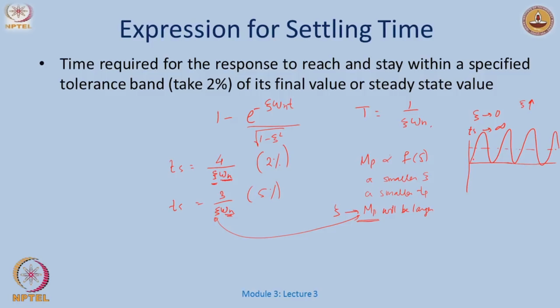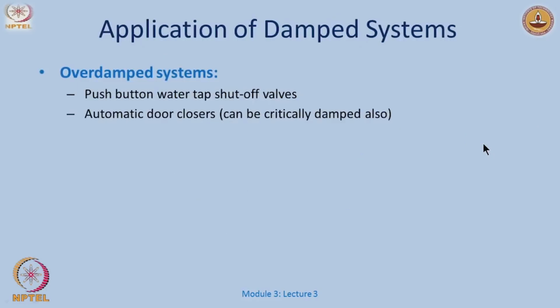So, ideally what we would like is to have a faster response and a smaller settling time. Okay. So, what could be applications of these several kinds of damped systems, right. So, let us start with overdamped systems. So, this is a push button water tap shut off valve.